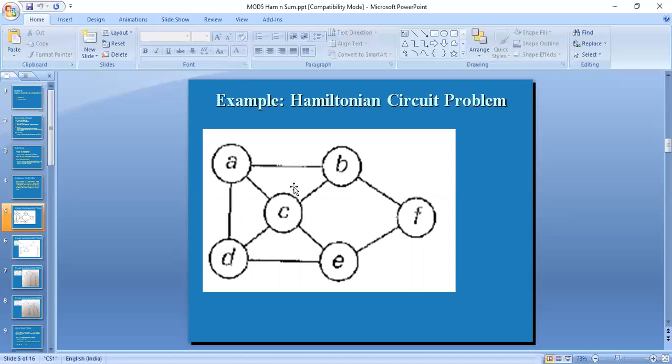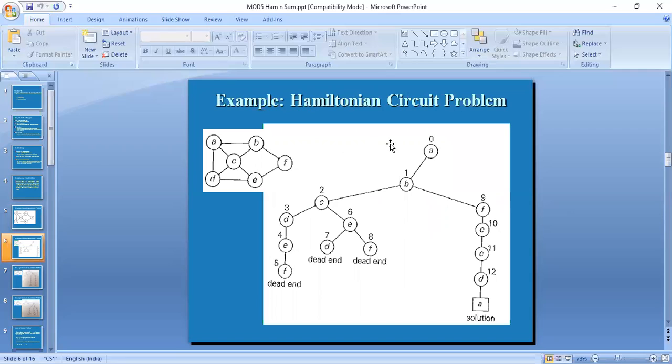Now, the next is how to do it. How to generate the state space tree by using the backtracking method. As we have seen already, in the backtracking method we are following the DFS, so it is a depth first search. We start with a particular vertex, and here we are assuming that, if at all there is any existence of a circuit, we start with the vertex A. So now, what are the 3 options? The 3 children are: either you can go to B, or to C, or to D.